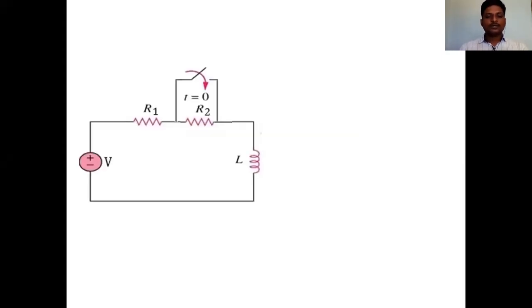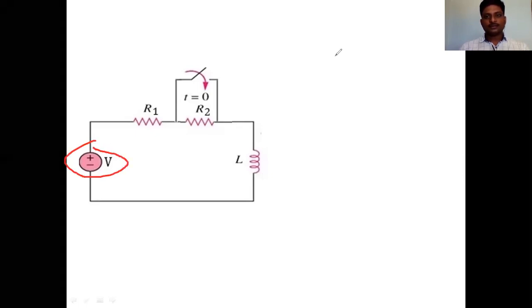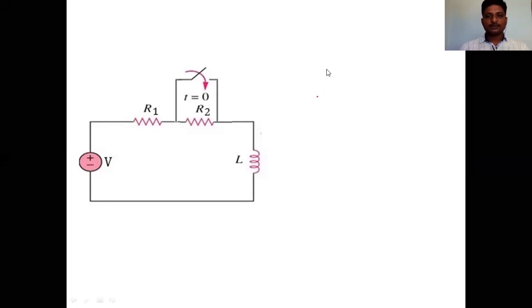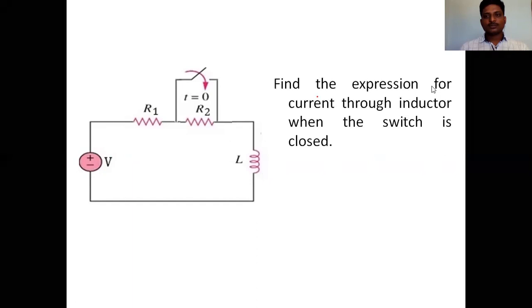So first we will be taking this circuit. As you can see on the screen, a DC voltage is applied to this circuit. Okay, and this is the question. First, let me give you the question. Find the expression for current through inductor when the switch is closed. So the question is, when the switch is closed at t equal to 0, you have to find the current flowing through inductor. Now let us solve this problem.